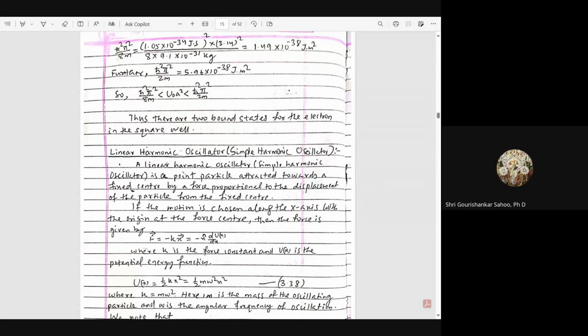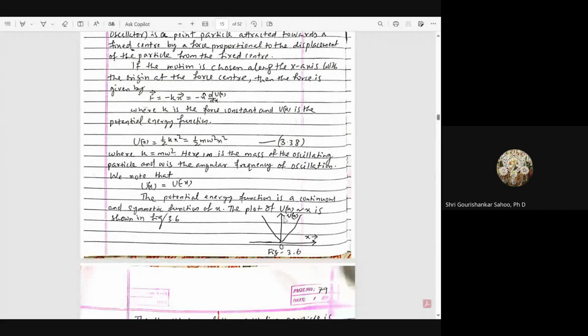Then linear harmonic oscillator. A linear harmonic oscillator or simple harmonic oscillator is a point particle attracted towards a fixed center by a force proportional to the displacement of the particle from the fixed center. If the motion is chosen along the x-axis with the origin at the force center, then the force can be written as F vector equals minus kx vector, which is nothing but minus x cap du by dx, where k is the force constant and u is the potential energy function.